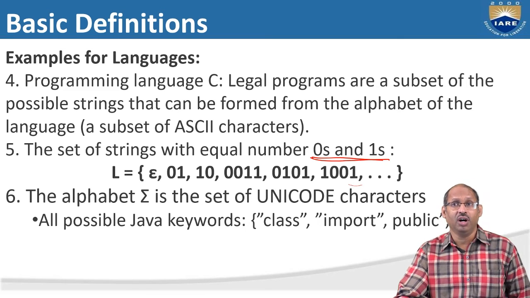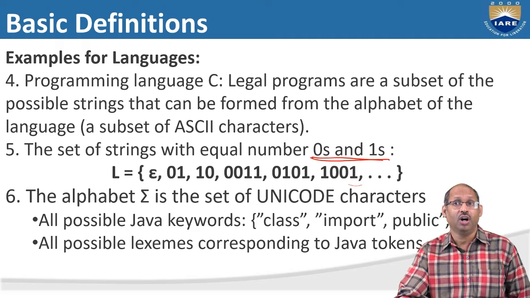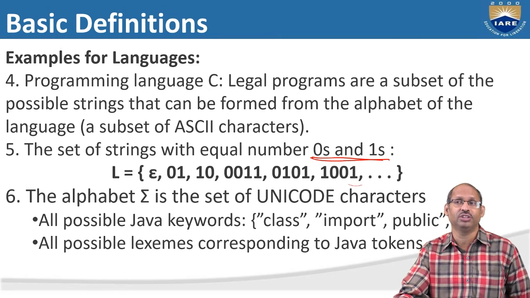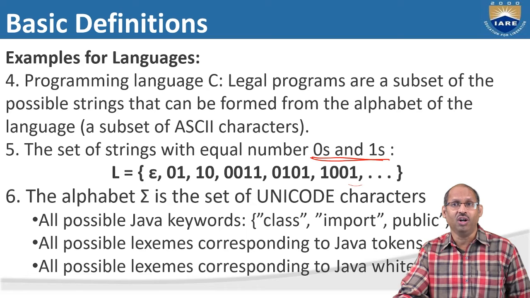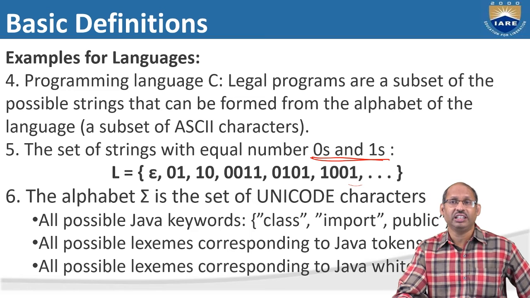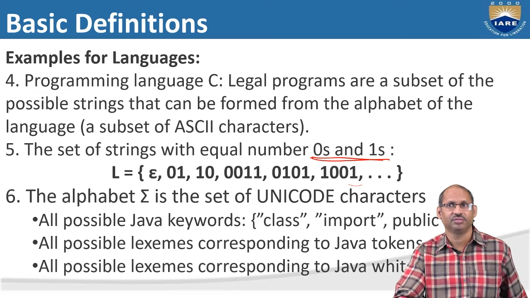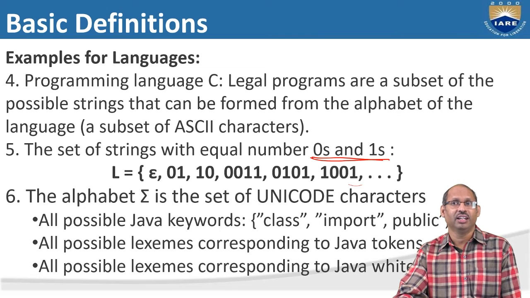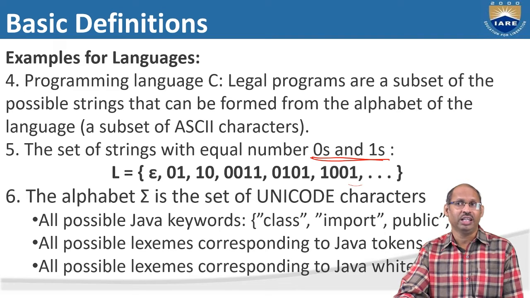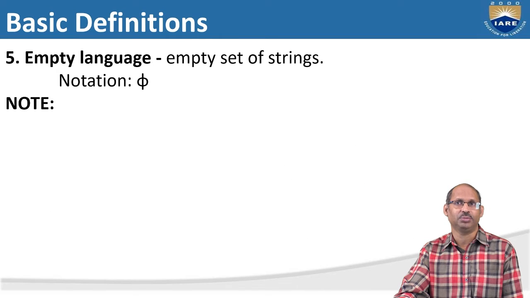Right? So all possible Java keywords, all possible lexemes corresponding to Java tokens, and all possible lexemes corresponding to Java whitespace. So this is the example for the Java language. Right? We are considering the Java Unicode character set. From that one we can construct all the Java keywords, all the Java tokens and white spaces.